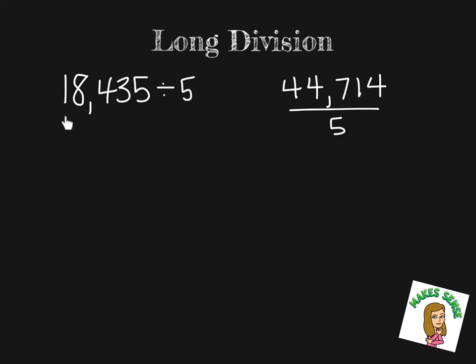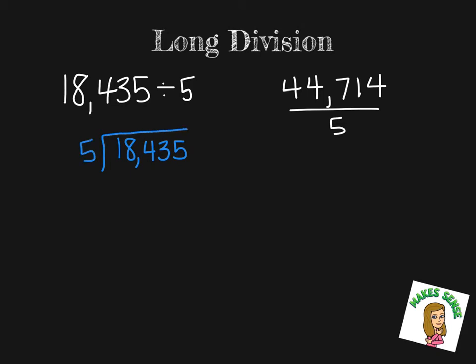This one is 18,435 divided by 5. So let's set that one up first. Get my utensils ready. So 18,435 goes in the house. It's listed first, so it'd be the first one in the door. And that's divided by 5. All right, start it off.